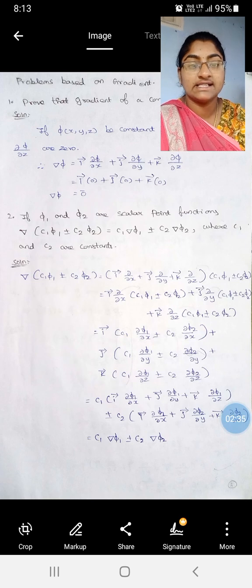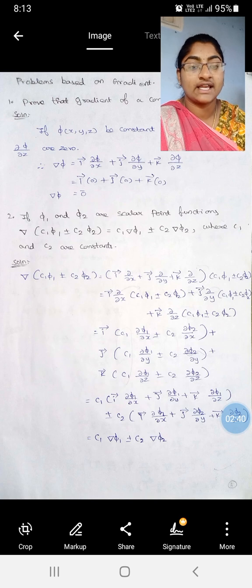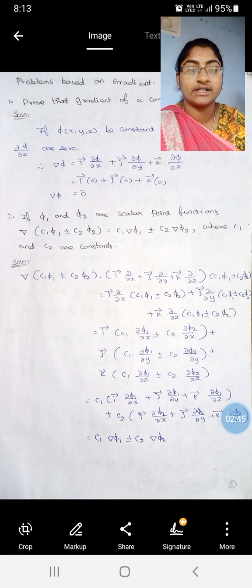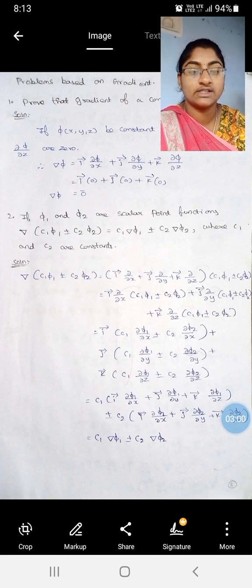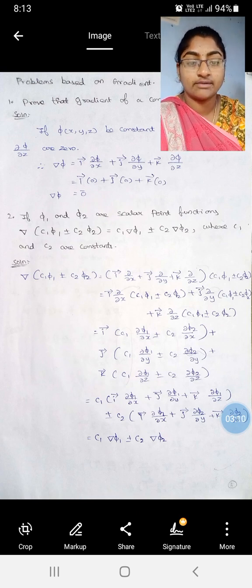Now multiply c1 phi 1 plus or minus c2 phi 2 inside the bracket, which includes i vector, j vector, k vector. Hence my equation will become i vector, so first I am differentiating. Take the constant outside: c1 tau phi 1 by tau x plus or minus c2 tau phi 2 by tau x. Similarly for y and z. Now I have to take the value of c1 outside in all the three terms. So c1 of i vector tau phi 1 by tau x plus j vector tau phi 1 by tau y plus k vector tau phi 1 by tau z.